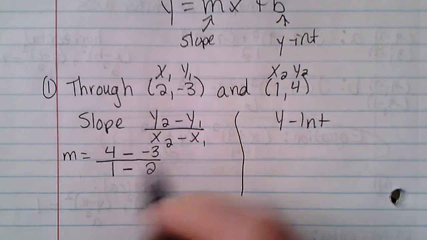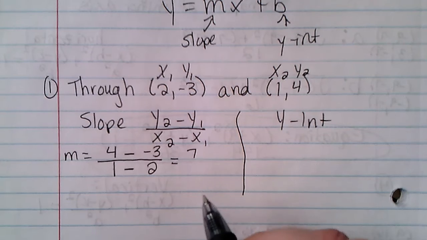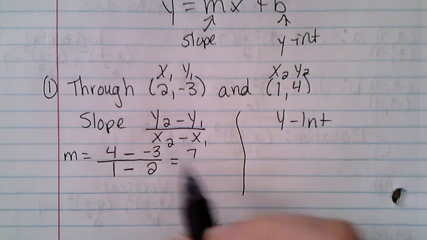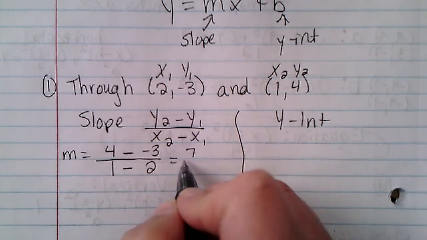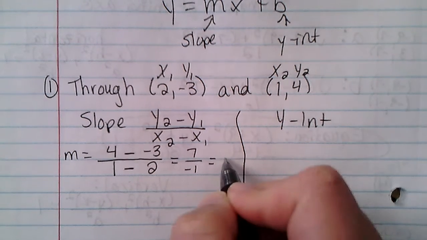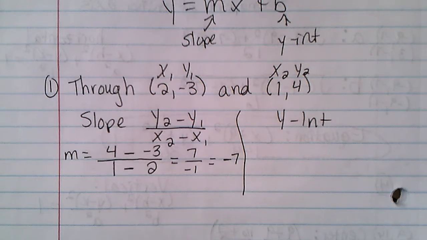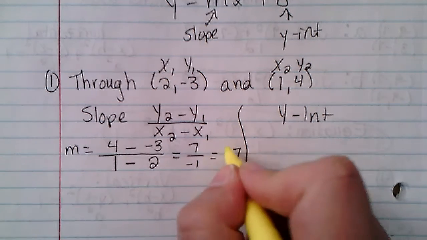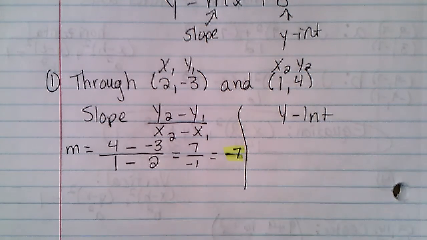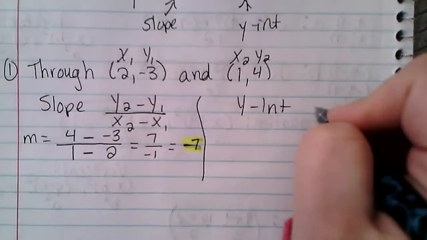4 minus negative 3 is positive 7 because that turns into 4 plus 3. 1 minus 2 is negative 1. And 7 divided by negative 1 is negative 7. I'm going to highlight that, hoping it doesn't smear, because that is half my equation.